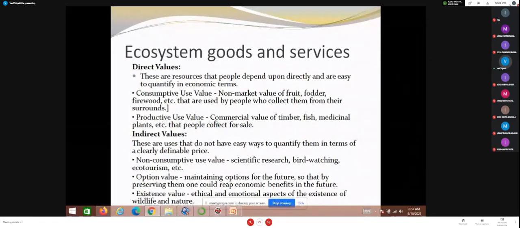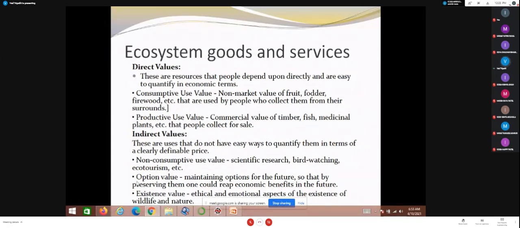Then when they sell it, they get the commercial value of the timber, fish, medicinal plants. So that value is known as the productive use value. And then there are some indirect values. So there is some non-consumptive use value, such as scientific research. Some of the medicinal plants, some of the trees, can be utilized for scientific research, and bird watching, ecotourism, for visiting the place.